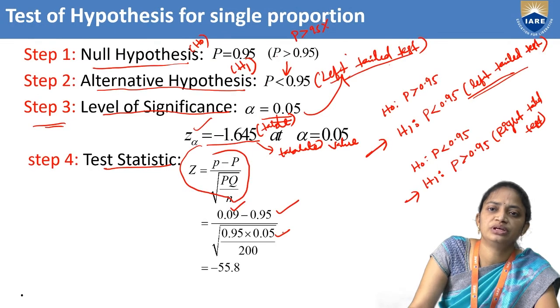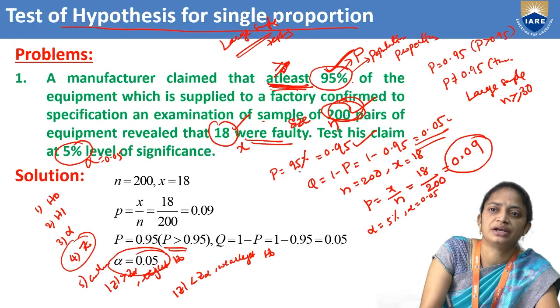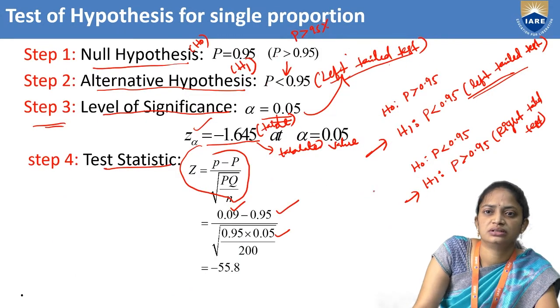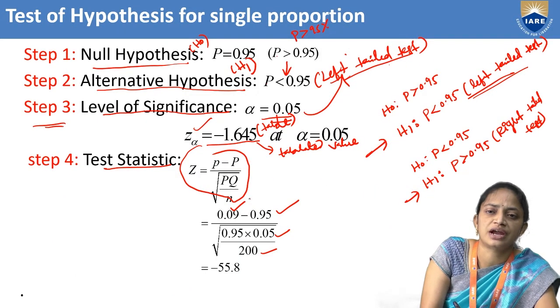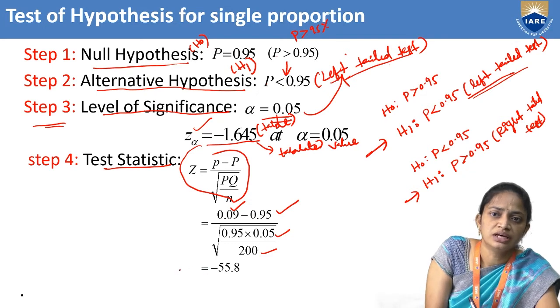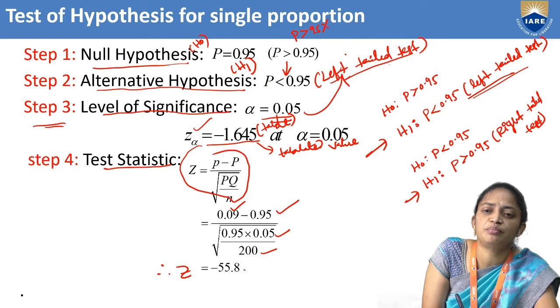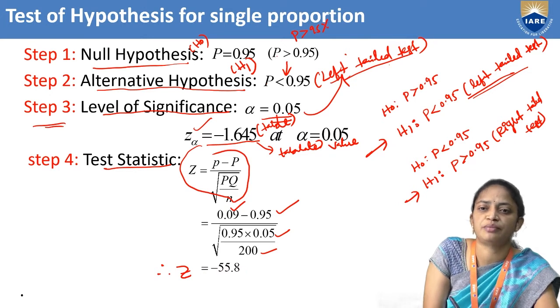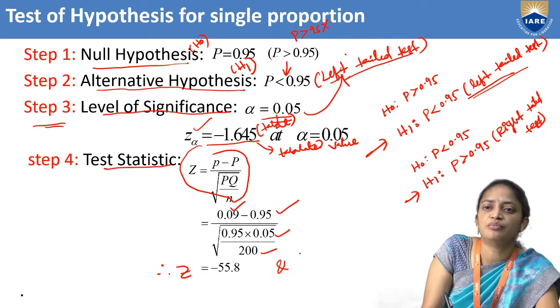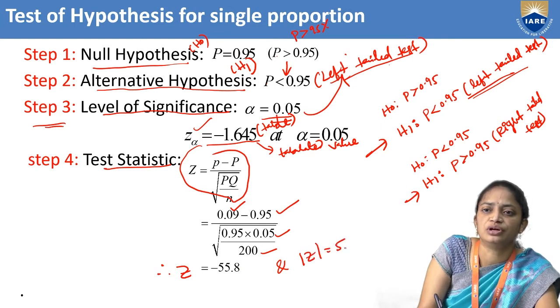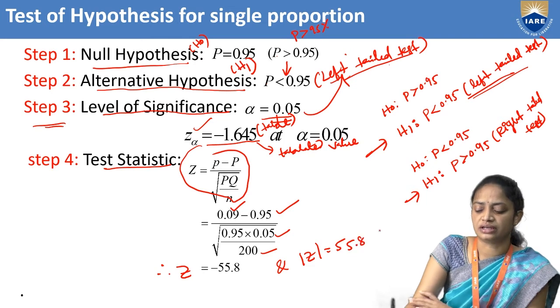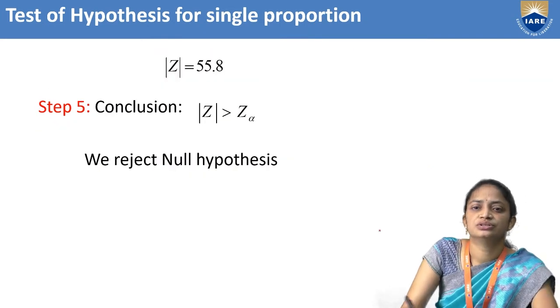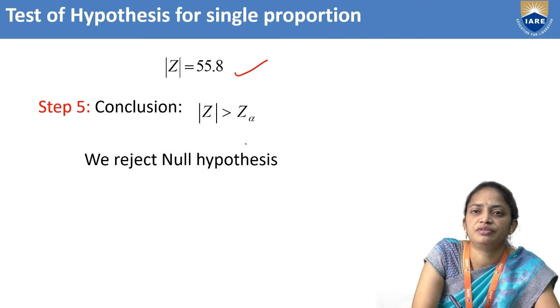So what is N value here? N value is 200. Already we have taken N value as 200. Substitute all these values and after simplification we will get Z equal to minus 55.8. But we need mod Z, right? So that will be converted to positive. Mod Z equal to 55.8.